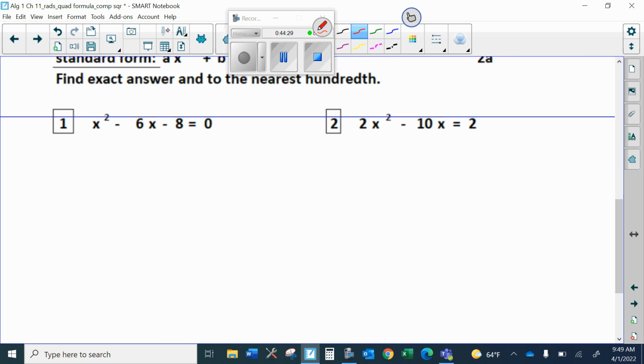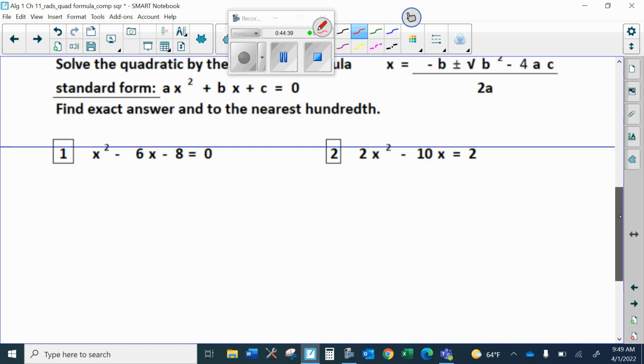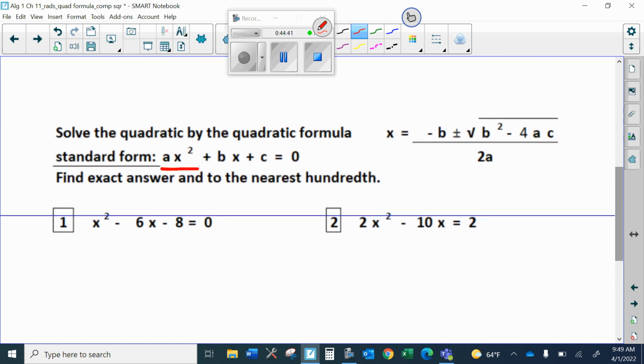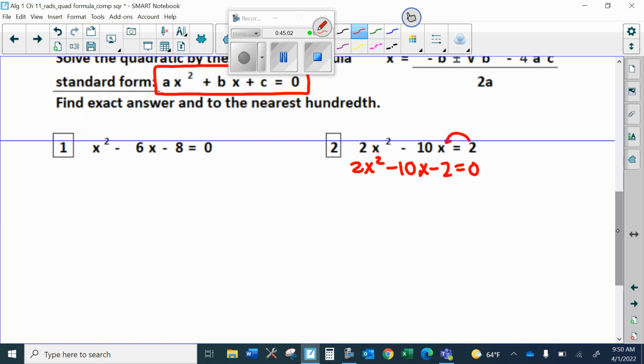All right, number 2. Okay. Remember, I'm going to set it equal to 0. Right up here, remember this? I always set equal to 0 first in all quadratics, even if I'm factoring it. Okay, I'm going to set equal to 0 first, then factor out the GCF. Now, so I'm going to move this across. 2x squared minus 10x minus 2 equals 0. Okay, that's set equal to 0.